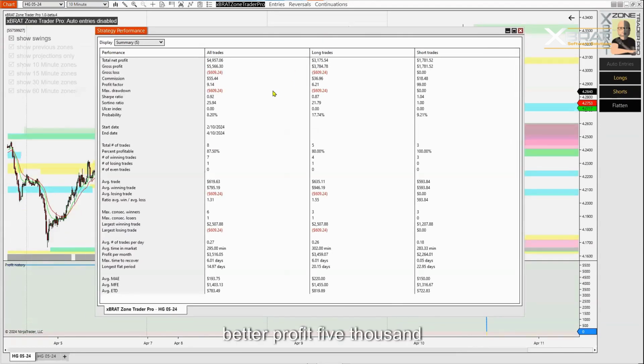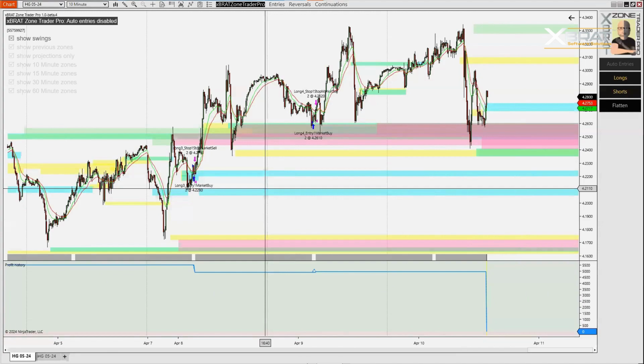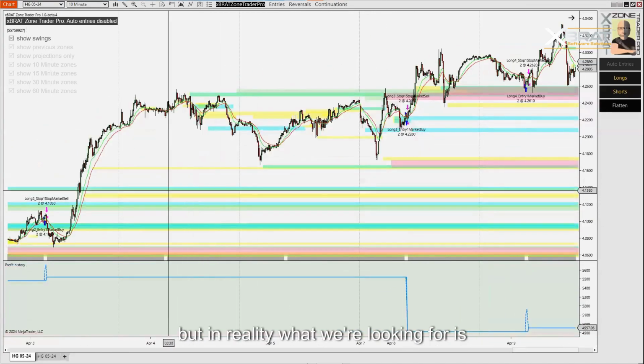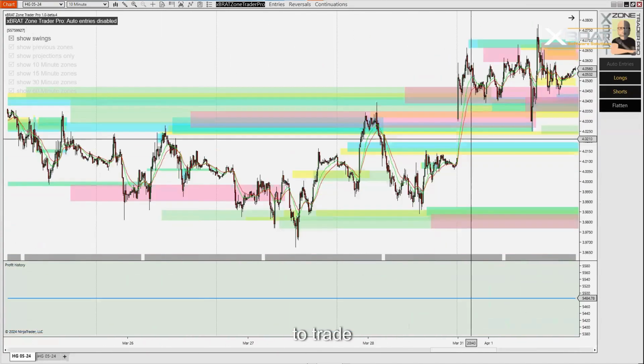Okay, better profit, $5,000, 87.5% win rate. So 8 trades, 7 winners, 1 loser. I need more trades than that, but I'll work on that optimization. But in reality, what we're looking for is sweet spots to trade.